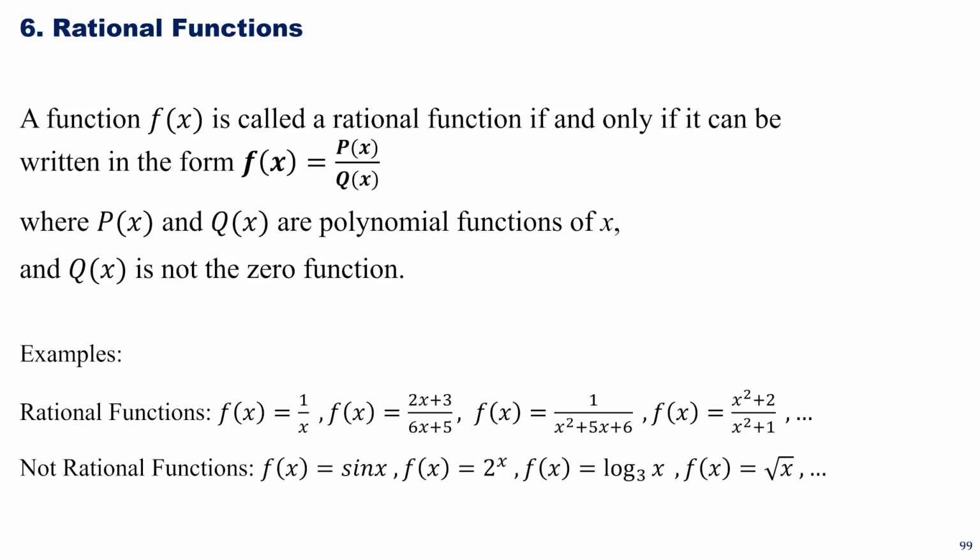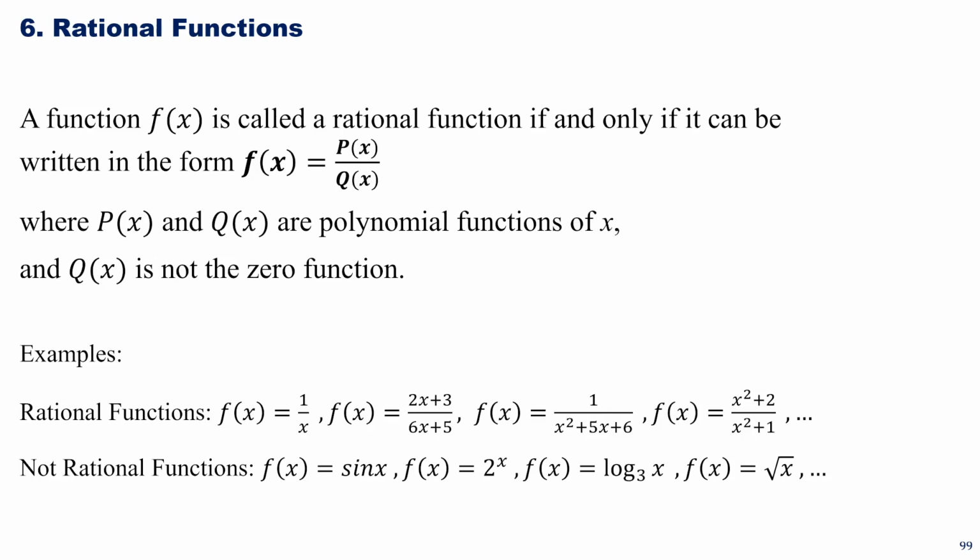Alright, so previously we have talked about polynomial functions. And next, let's have a look at rational functions. A function f(x) is called a rational function if and only if it can be written in this form: f(x) equals p(x) over q(x), where p(x) and q(x) are polynomial functions. And of course, q(x) is not a zero function, otherwise you have a denominator of 0.